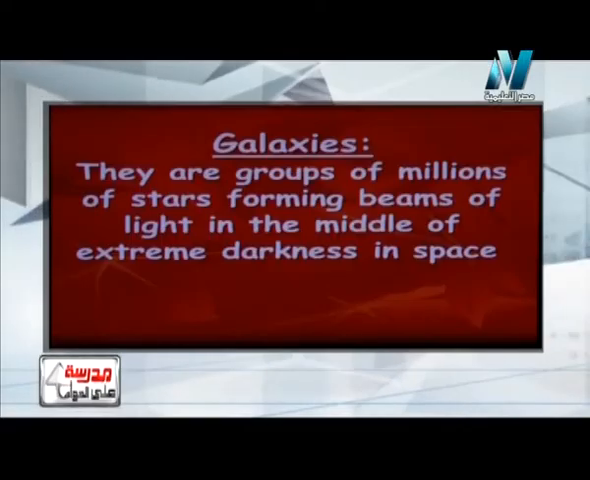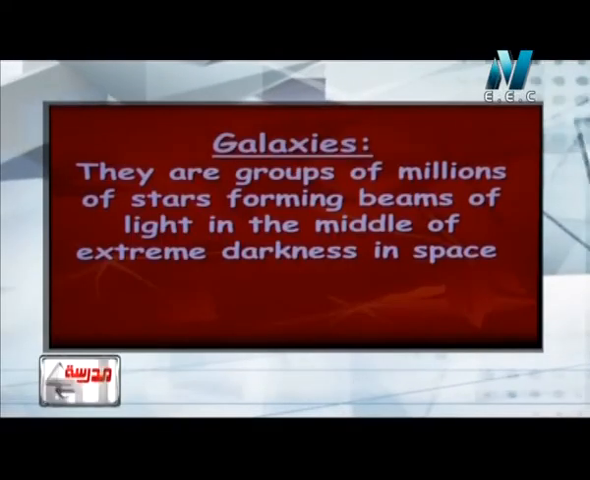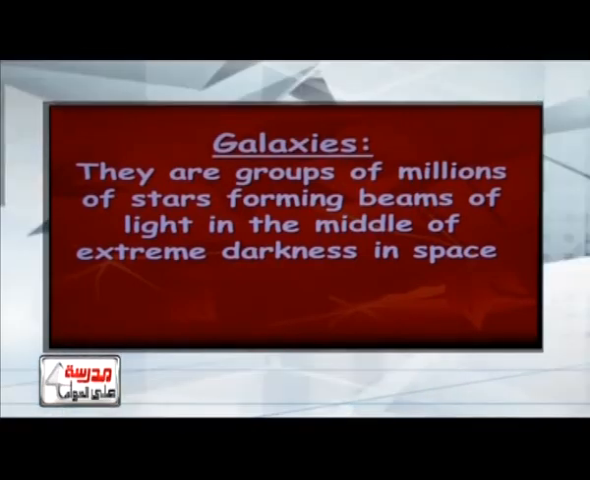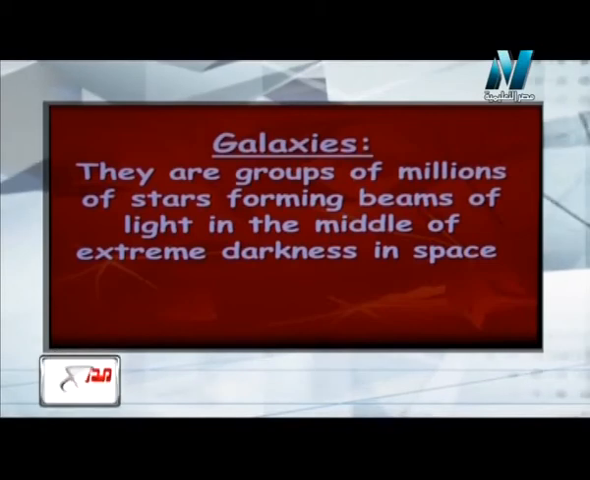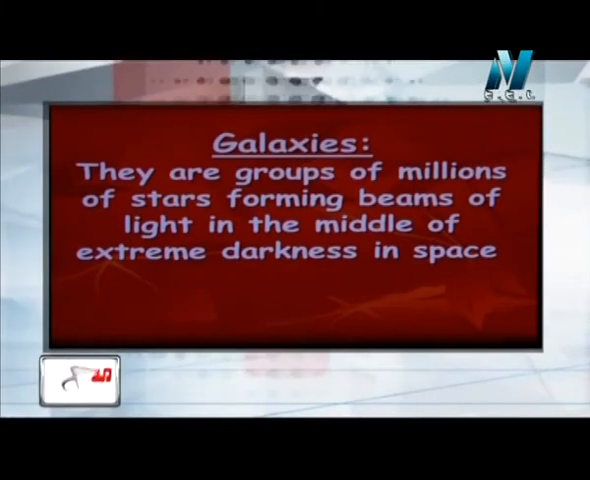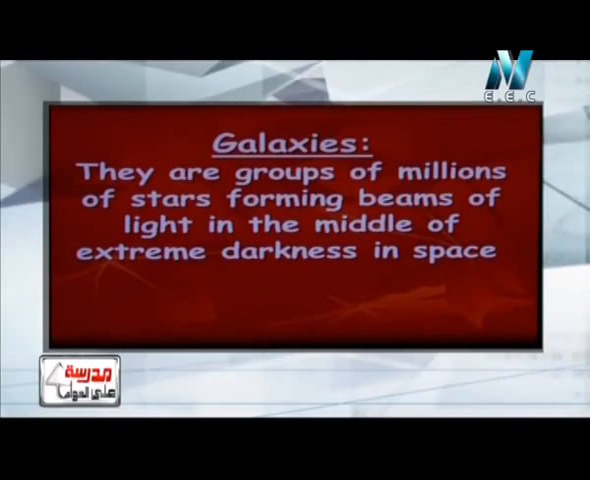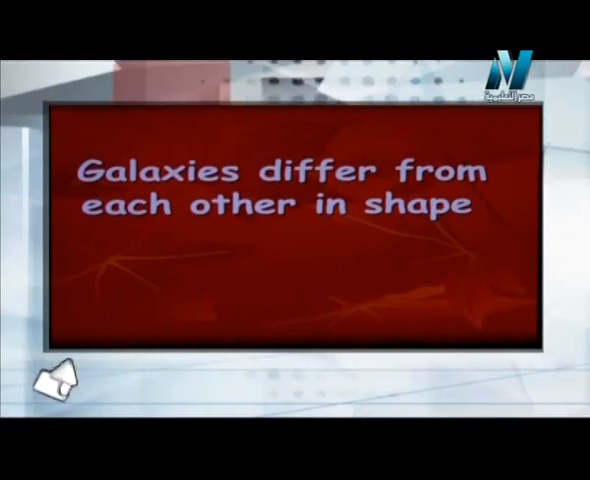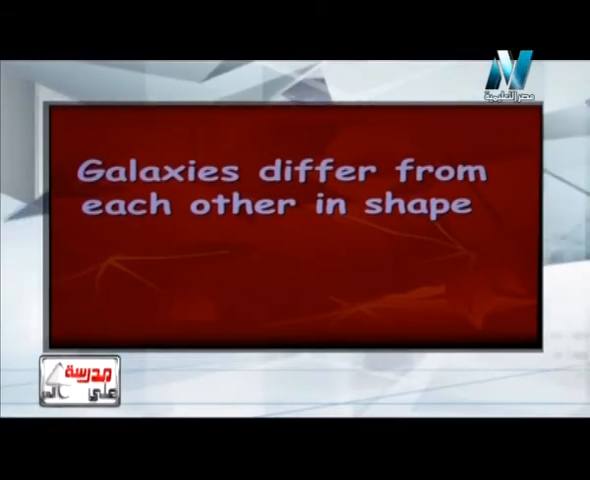So again, what's meant by galaxy? تعريف ده مهم جدا. Galaxy, as I said, they are groups of millions of stars forming beams of light in the middle of the extreme darkness in space. So galaxies differ from each other in shape. Galaxies have many shapes. So we have many galaxies in the universe.